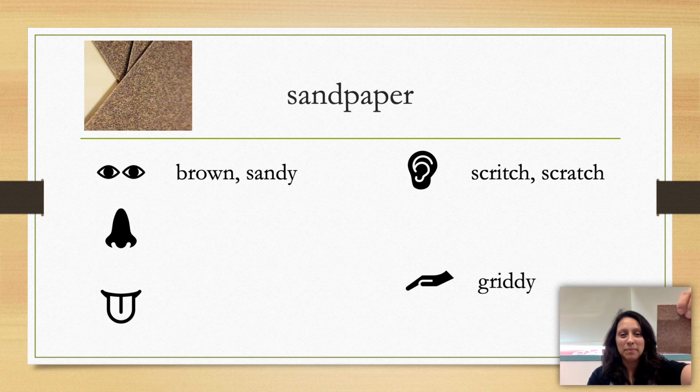When I touch the sandpaper, it feels gritty. And what does that mean? It means that it has these tiny little bumps that you feel. It's not smooth.